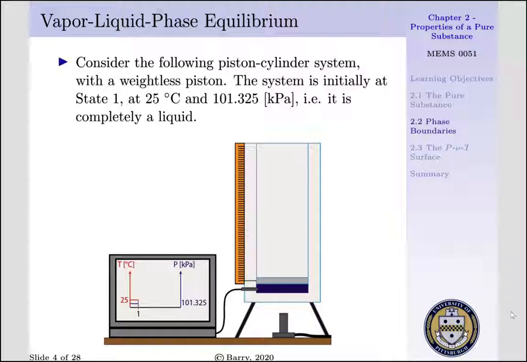Our system is initially at state 1 with a temperature of 25 degrees centigrade and a pressure of 101.325 kPa. This is known as standard temperature and standard pressure. Water in this state is existing as a liquid.